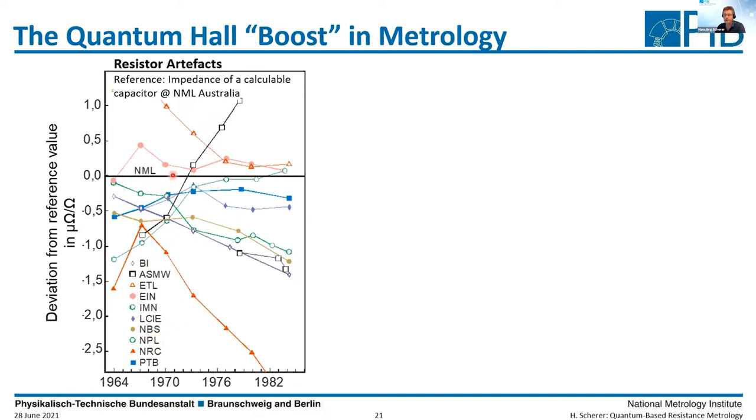And what you see here is a relatively big scatter in the results, together with a prominent drift of many of these resistance values over a couple of years. So we can say that typically these artifact resistance standards drifted on the order of some parts in 10 to the 7 per year. And of course, that was not bad. One part in 10 to the 7 is okay, but of course, it can be better.